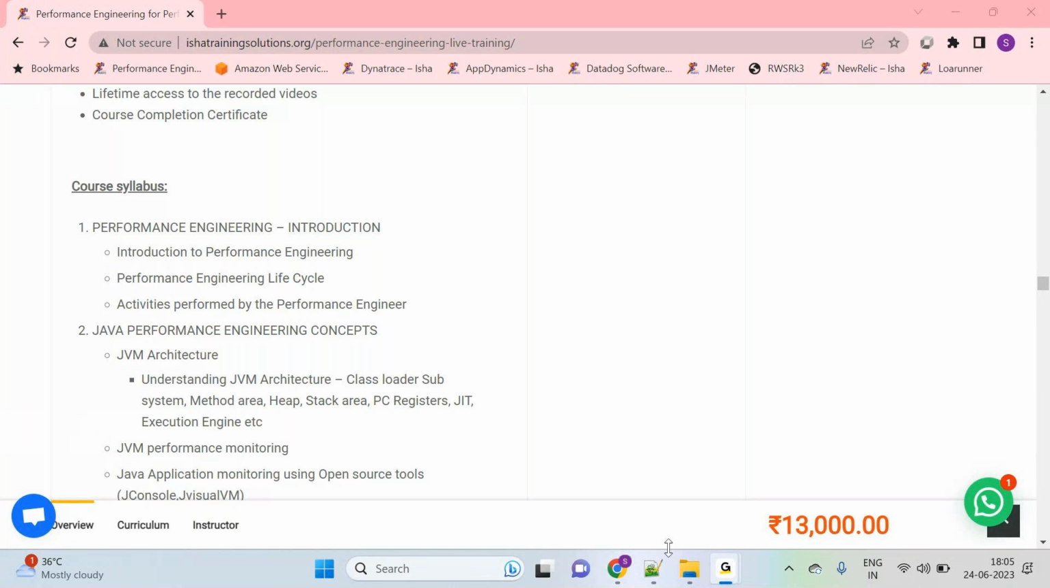I'll quickly go through our course content. First, we are going to see the introduction part, the performance engineering introduction, because that itself is not clear, I would say. If I ask someone what performance engineering is, or what activity will be performed, they don't have clarity. So first of all, we are going to get that understanding.